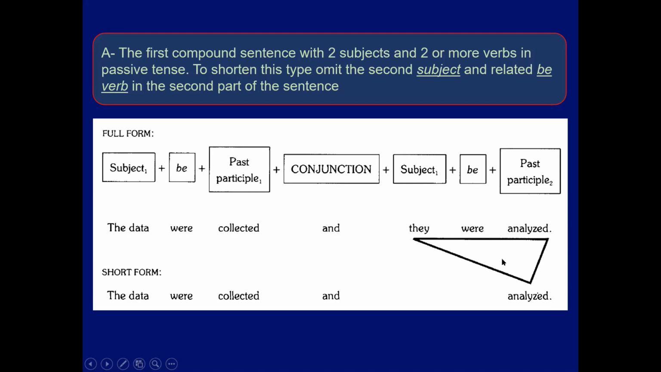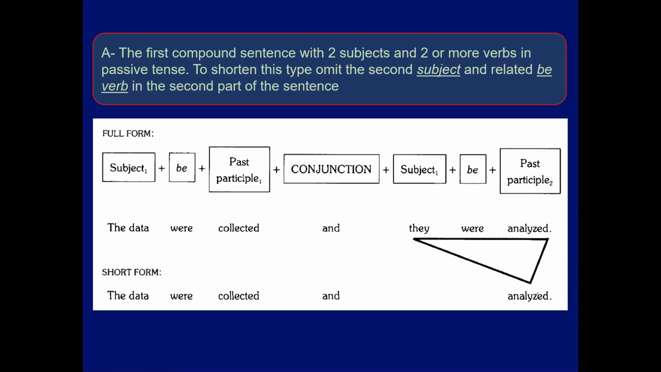So here we have two past participles and two subjects. It seems the same subject, but it is just repeated twice. So the sentence could be read as this one: the data were collected and they were analyzed. It seems a bit lengthy, and it is not read and pronounced very well, and it should be written in a summarized and abbreviated form.